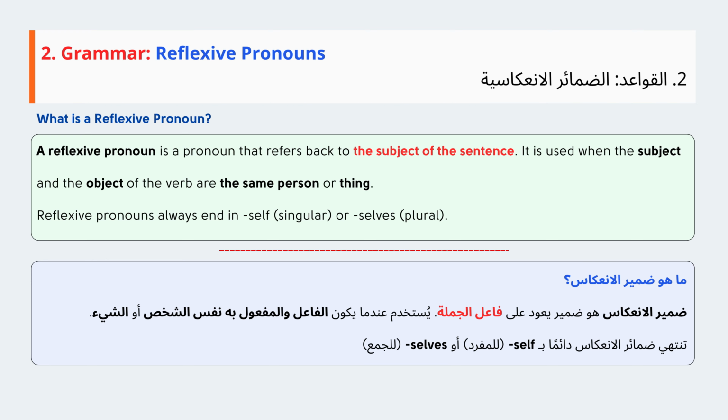Our next grammar point is reflexive pronouns. What is a reflexive pronoun? A reflexive pronoun is a pronoun that refers back to the subject of the sentence. It is used when the subject and the object of the verb are the same person or thing. Remember, reflexive pronouns always end in self for singular or selves for plural.